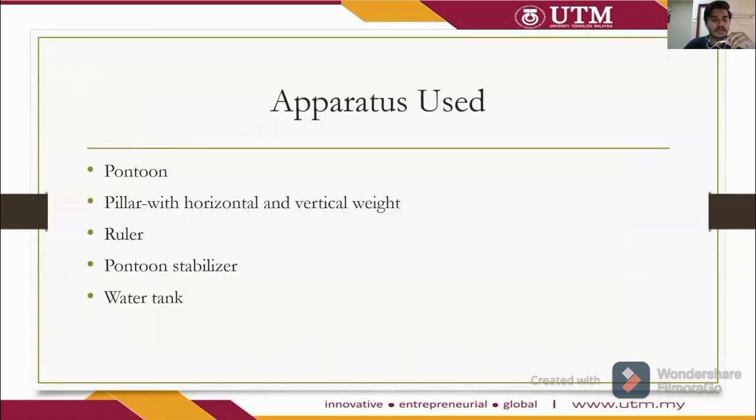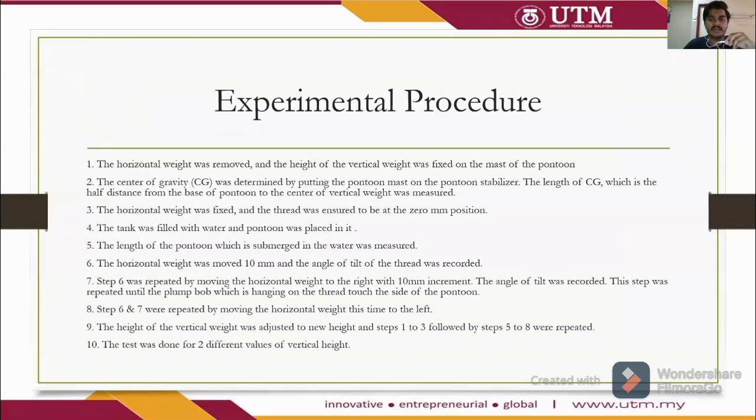The apparatus used were pontoon, pillar with horizontal and vertical weight, ruler, pontoon stabilizer, and water tank. Experimental procedure. This is what's supposed to be conducted. The horizontal weight was removed and the height of the vertical weight was fixed on the mast of the pontoon. The center of gravity, Cg, was determined by putting the pontoon mast on the pontoon stabilizer.